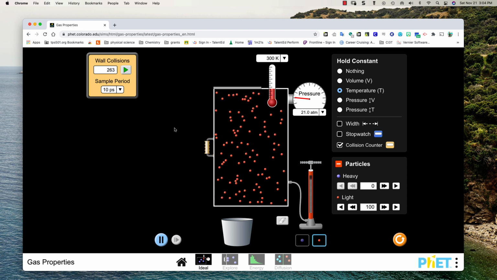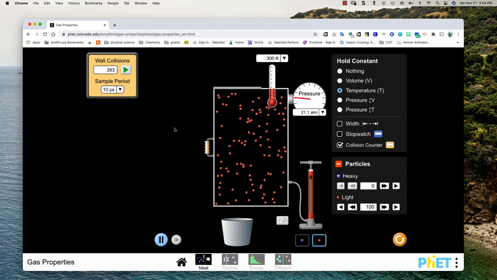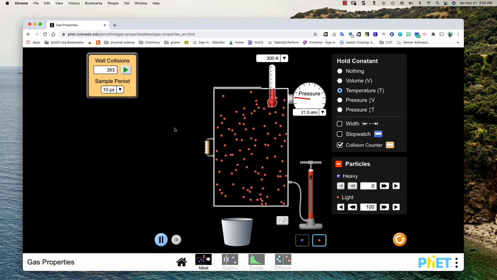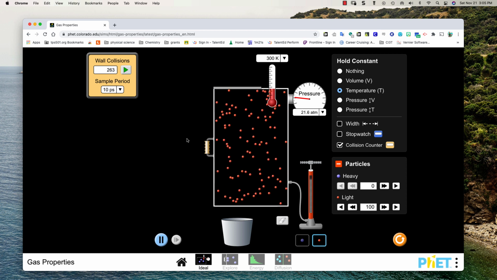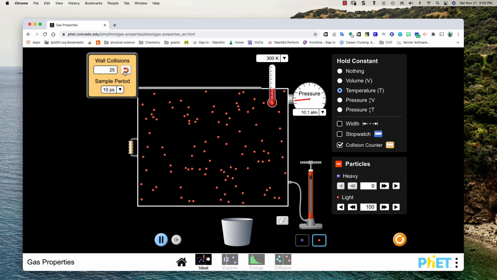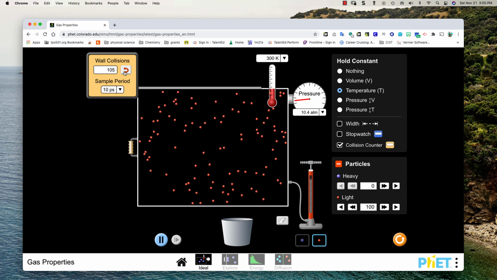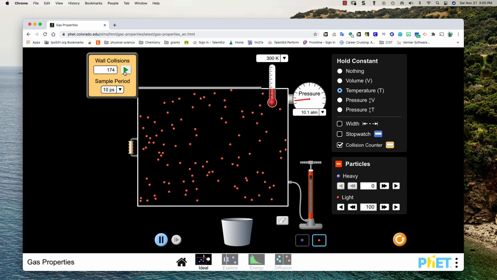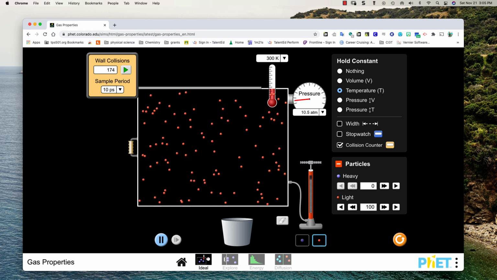And that makes sense. If you've got a balloon, what keeps the balloon out is the tremendous amount of gas molecules hitting the side of the balloon. Now if we change the volume, we're going to notice pressure decreases and the number of wall collisions should decrease as well. And this is kinetic molecular theory at its finest.